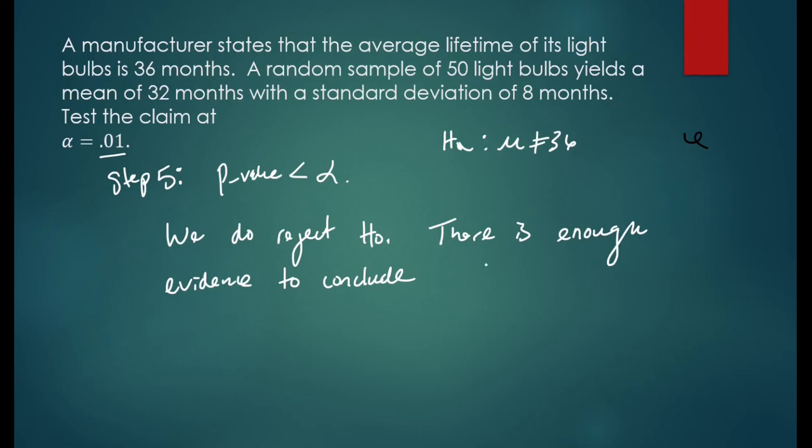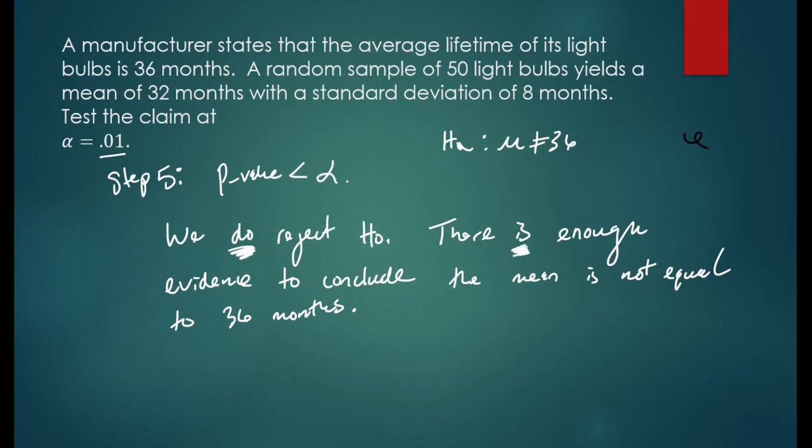There is enough evidence to conclude the mean is not equal to 36 months. Since we do reject the null hypothesis, there is enough evidence to conclude the mean is not equal to 36 months.